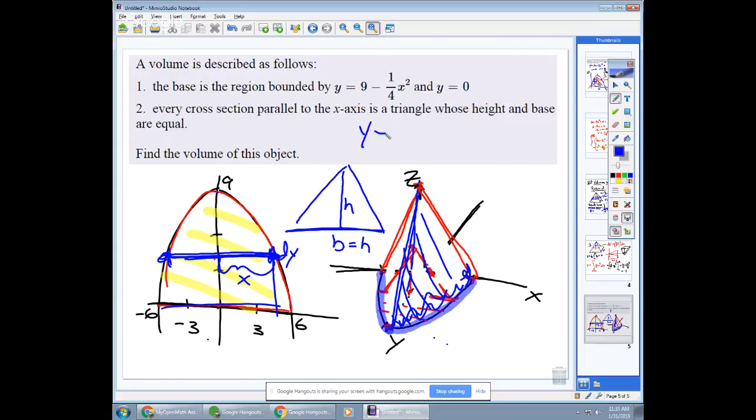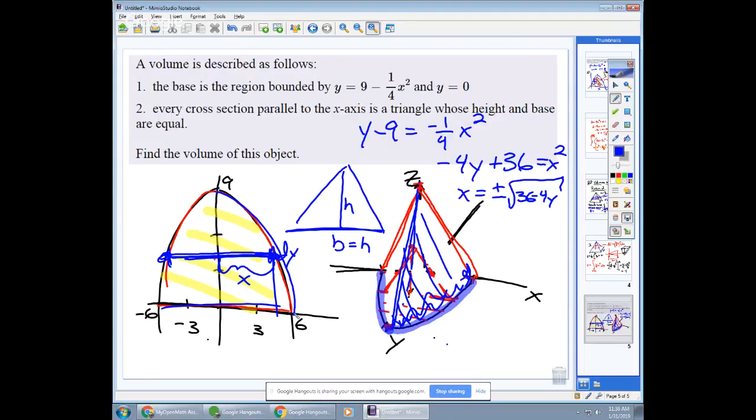That's going to give me y minus 9 equals negative 1/4 x squared. Multiplied through by negative 4, it's going to give me negative 4y plus 36 equals x squared. Take the square root of all of that, and we get x is equal to plus or minus the square root of 36 minus 4y. I'm going to write it that way; for some reason, that makes me happier. Plus the square root is this side, and minus the square root is the other side.